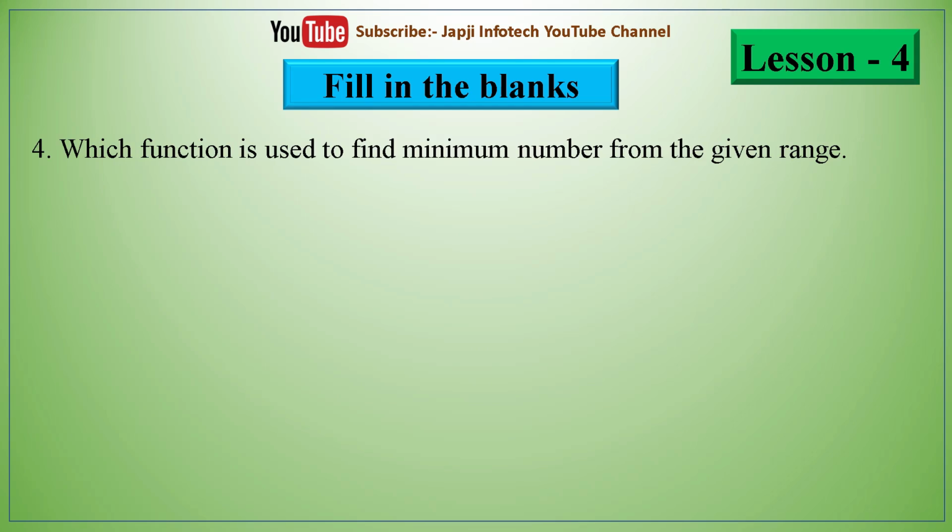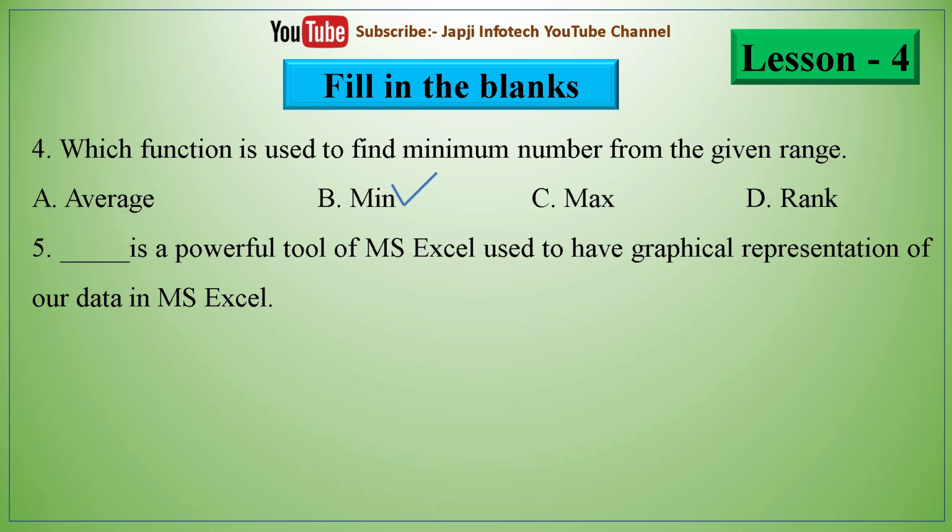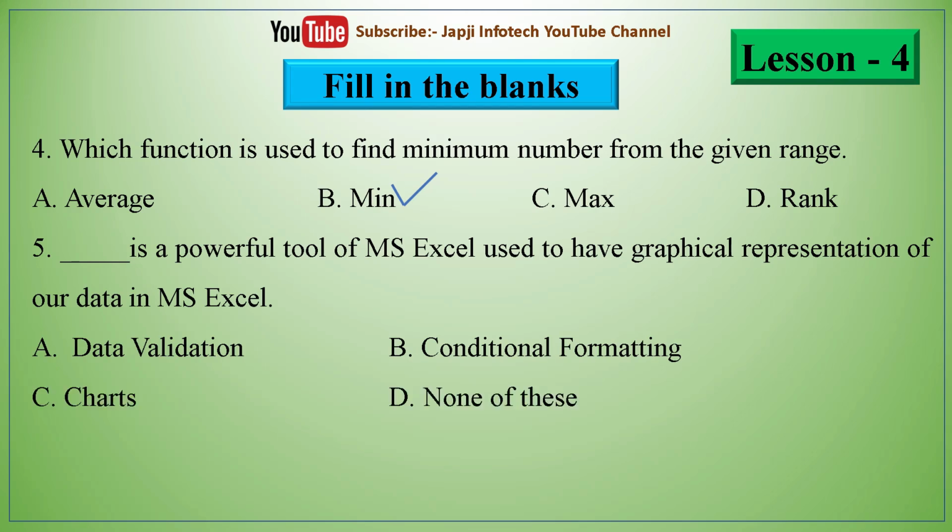And the fourth one is, which function is used to find minimum number from the given range? And the options are average, min, max, rank. And the right answer is, min function is used to find minimum number from the given range. The fifth one is, dash is a powerful tool of MS Excel used to have graphical representation of our data in MS Excel. And their options are data validation, conditional formatting, charts, or none of these. And the right answer is, chart is a powerful tool of MS Excel used to have graphical representation of our data in MS Excel.